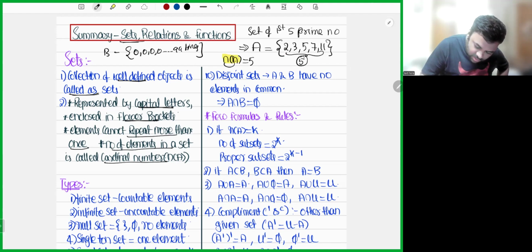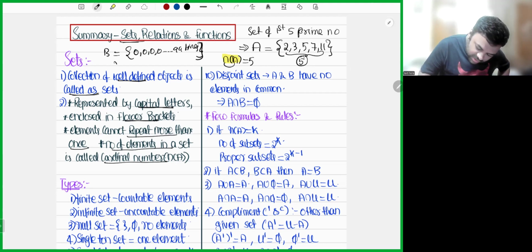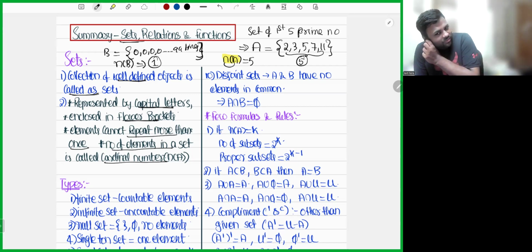B is equal to 0, 0, 0, 0, and so on, 99 times. So what is n of B? The cardinal number of B will be 1 only, because an element cannot be repeated more than once. If it is repeated more than once, you take it as only one.